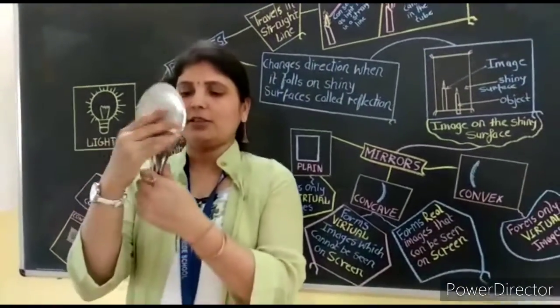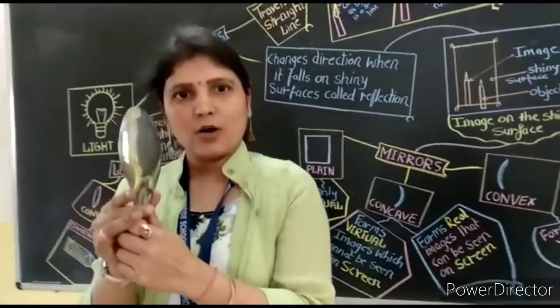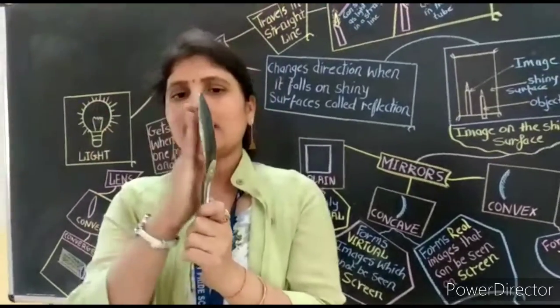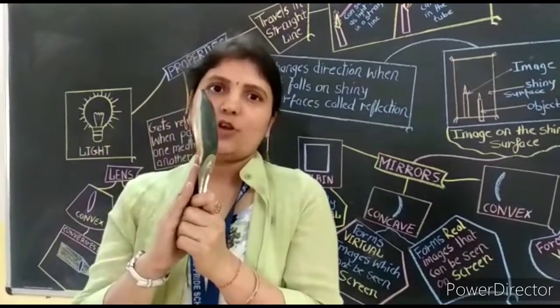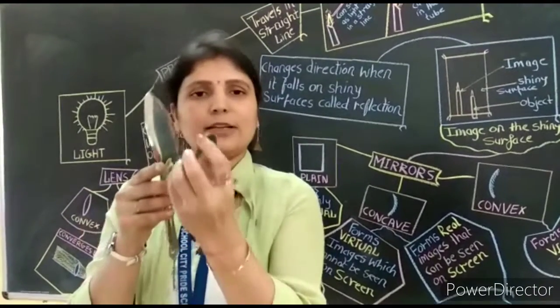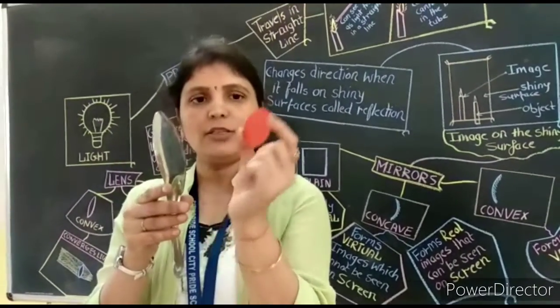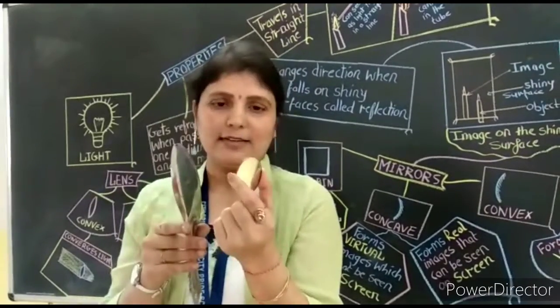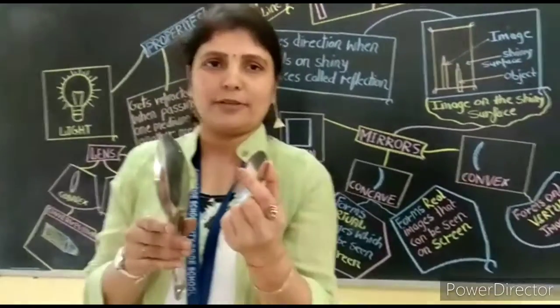If I just turn the spoon, now the light will reflect on this bulging side and the other side will be polished. So this will be the convex mirror. For that also I have one mirror in my hand. So here also this side is polished and the bulging side is reflecting the light. It is nothing but the convex mirror.